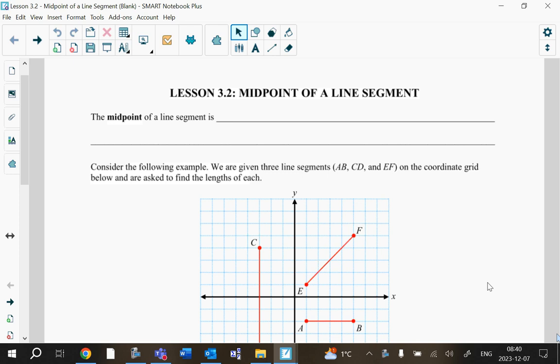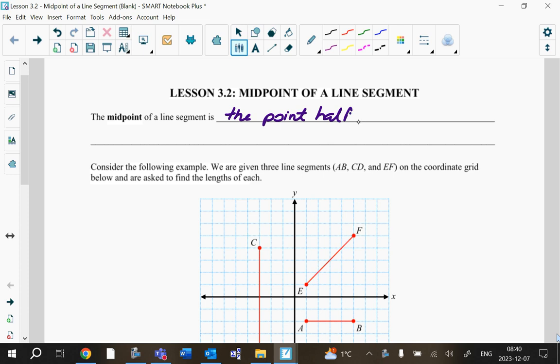So the midpoint of a line segment is the point halfway between what we call the endpoints of a line segment. Has to be a line segment, can't be a line, because how do you find the middle of a line if it goes on forever?